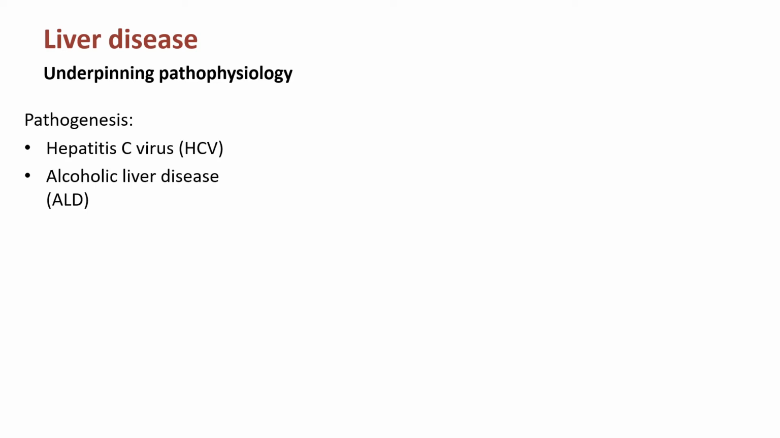So that was a little reminder about the anatomy and physiology of the liver. So let's start to talk about what goes wrong. In terms of liver disease, the underpinning pathophysiology we're going to look at is the pathogenesis in terms of Hep C, hepatitis C virus, and also alcoholic liver disease. Of course, other diseases are available, but these are the ones we're going to talk about because these are really the most common.